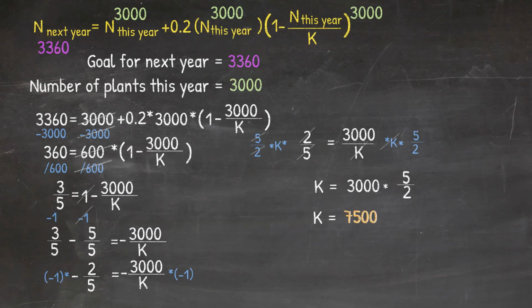Or we could do it by hand, because 5 over 2 is 2.5. So 3,000 times 2.5, we'd be able to calculate to be 7,500.